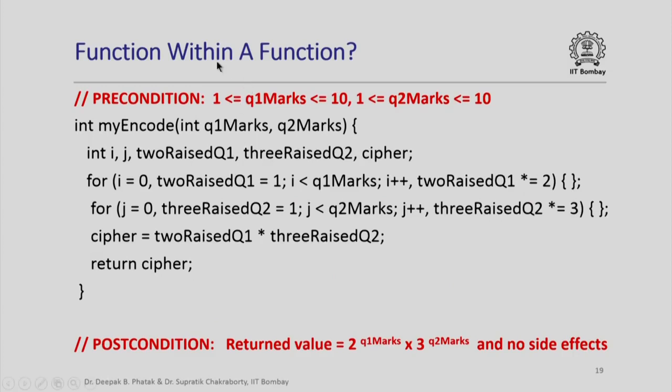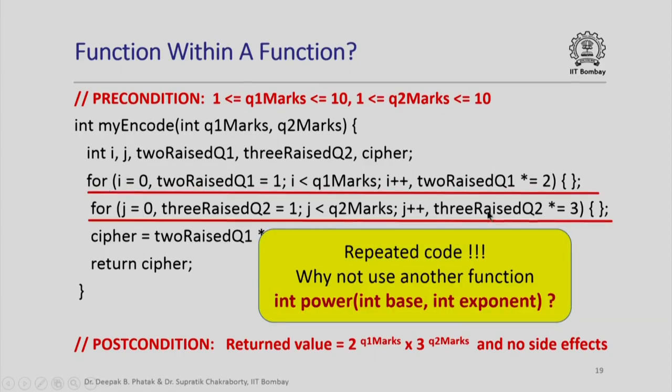Now we have seen the use of a function within main. Could we have one function within another function? Well, let us look at the function myencode that we just wrote. In this function we have precondition, postcondition and the code that we have already seen earlier. However, once again we have these two for loops, which are almost repeated. And so the question here is, can we avoid this repetition? In fact, an interesting question to ask is, can we use another function within the function myencode, and perhaps this function could just compute the power of a base raised to an exponent.